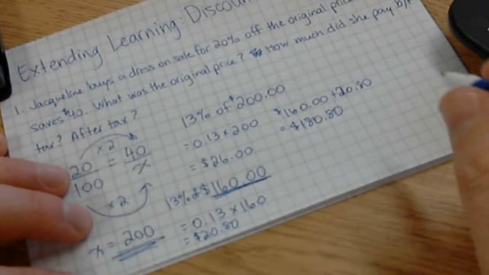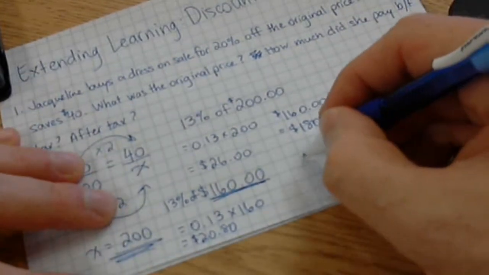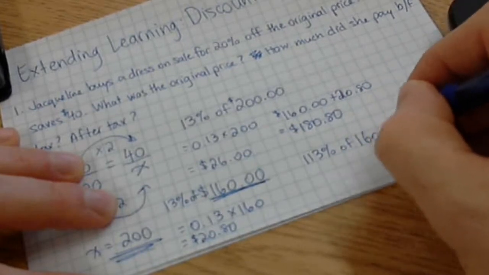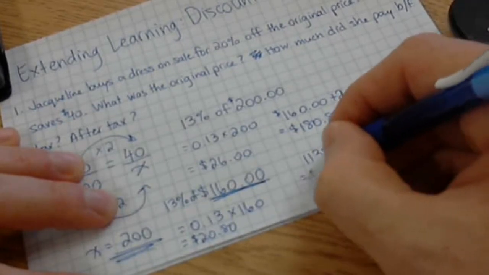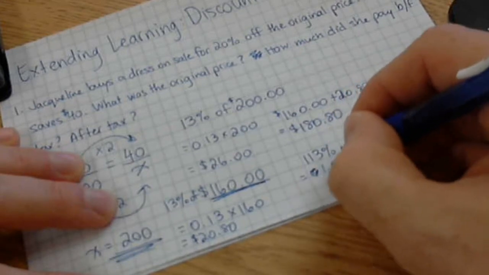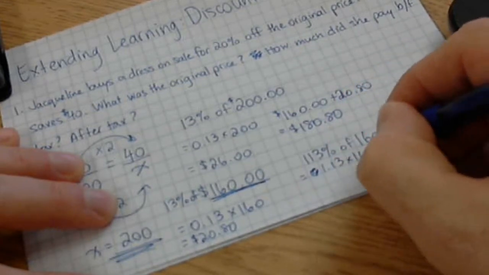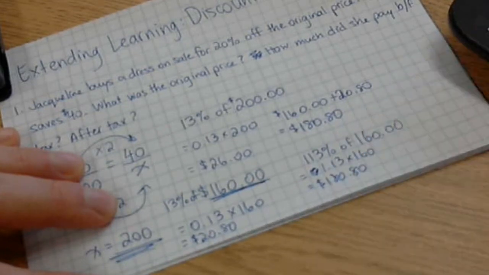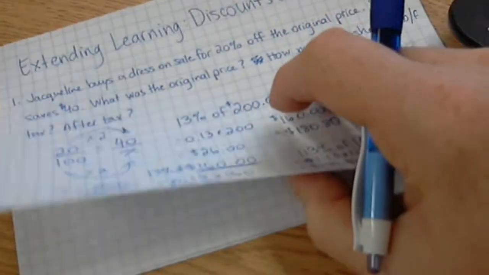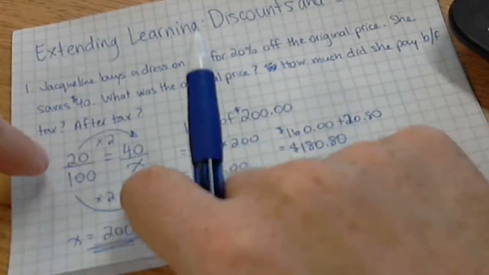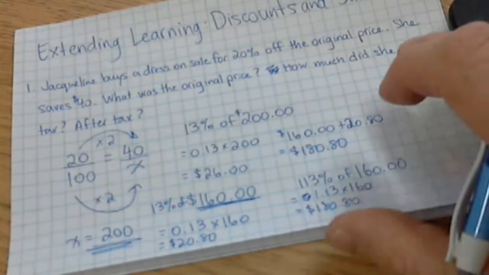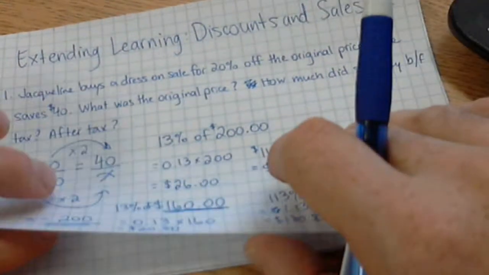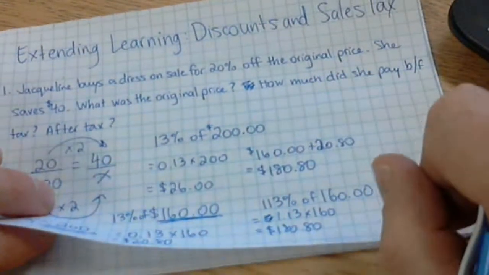Now, of course, remember, you can also calculate 113% of $160, which is just 1.13 times 160, which will still give you $180.80. That works as well. Okay? So, tricky question, because you have to use proportion and then use sales tax after you've done a bit of subtraction. So, a bit of a tricky question. But this is a good kind of question for a test.